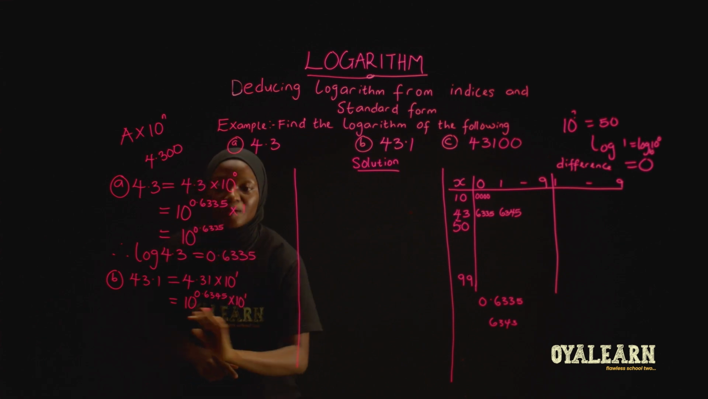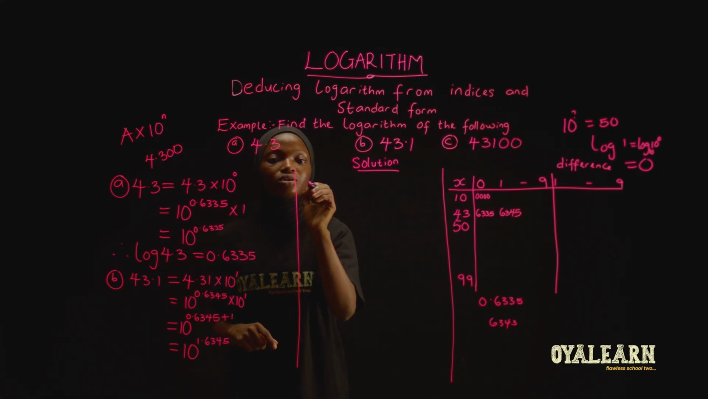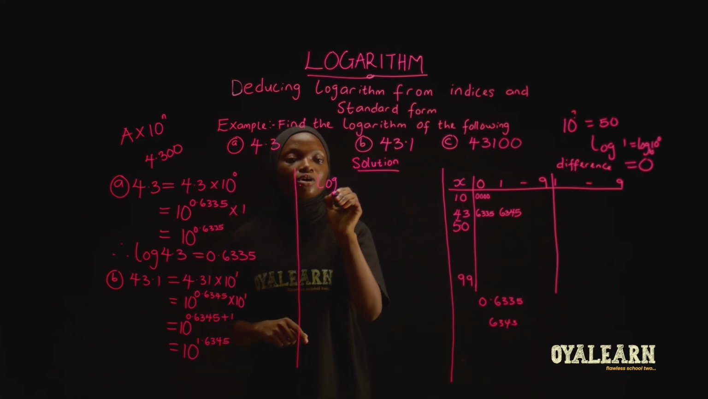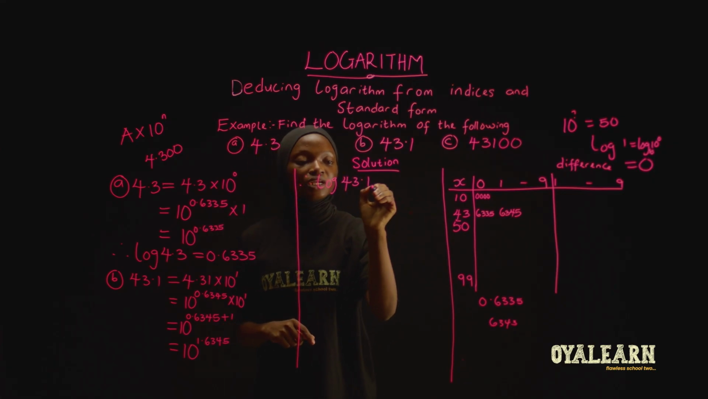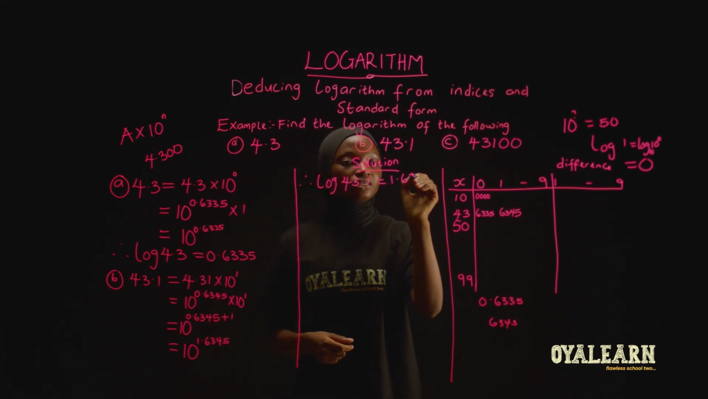then times 10 raised to the power of 1. Applying the multiplication law of indices, we just add up the powers. That is, we have 10 raised to the power of 0.6345 plus 1. And this gives us 10 raised to the power of 1.6345. Therefore, the logarithm for 43.1 equals the power we have here, 1.6345.